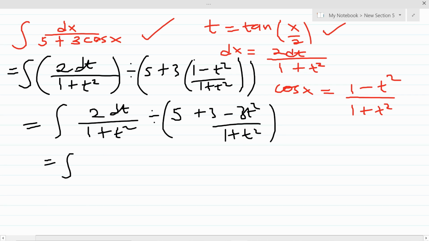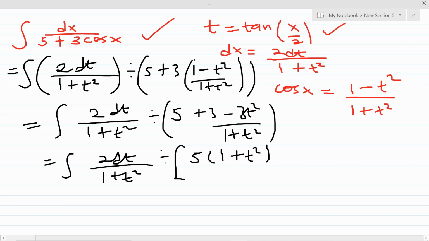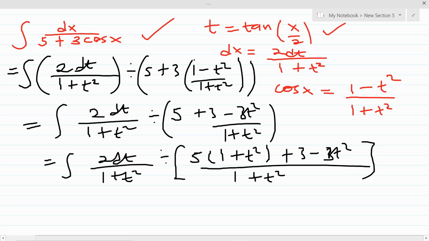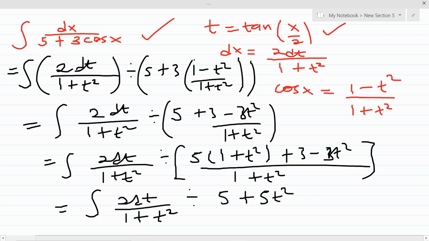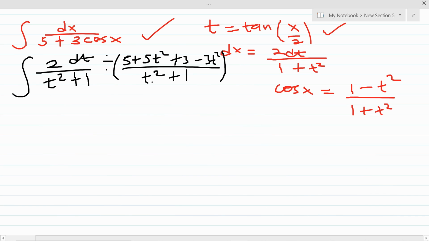And this will be the integral of 2 dt over 1 plus t squared, then divided by 5 times (1 plus t squared) plus 3 minus 3t squared all over 1 plus t squared. Now this will give me 2 dt over 1 plus t squared divided by 5 plus 5t squared plus 3 minus 3t squared, all over 1 plus t squared. So this is what we have to simplify.